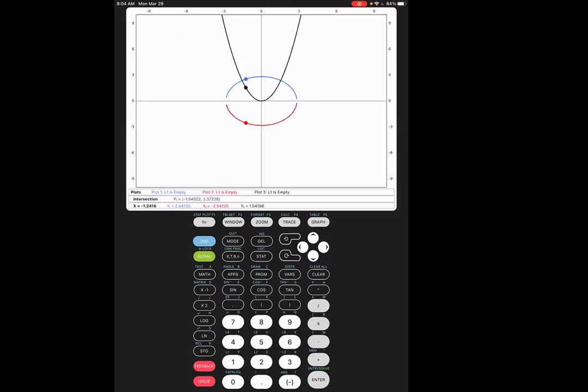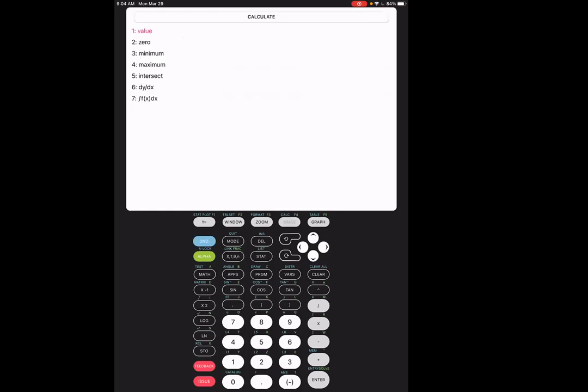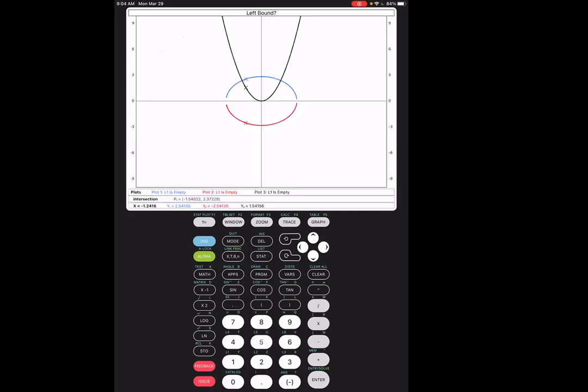There we go. So x squared is a parabola. X squared plus y squared is the circle. And then use the second trace feature. So second trace, and you're finding number 5, the intersection point. And there's going to be 2.